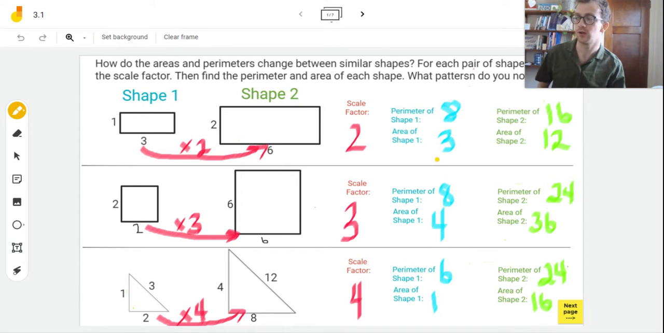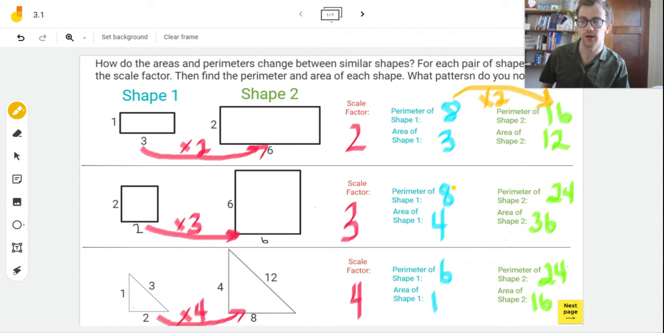I'm going to start up here looking at our two rectangles. First, we said the scale factor was 2. Remember, scale factor is how many times bigger the sides are getting. Well, all the sides were multiplied by 2. 3 times 2 equals 6, so the scale factor is 2. How does that compare to how much the perimeter increased by? The perimeter was 8, now it's 16. 8 times what equals 16? The perimeter got 2 times bigger.